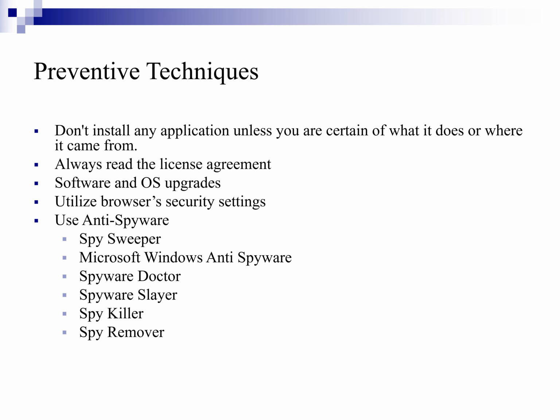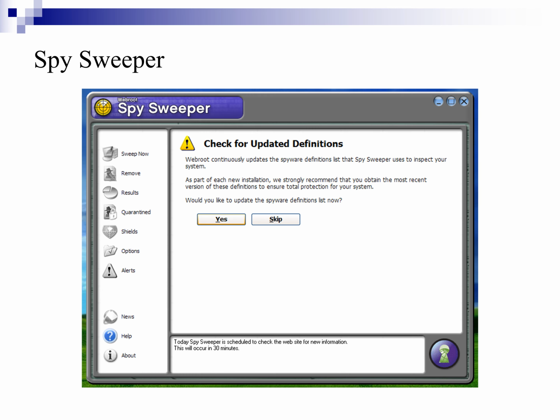Don't install any application unless you are certain of what it does or where it came from. Always read the license agreement. Software and OS upgrades. Utilize browser security settings. Use anti-spywares like SpySweeper, Microsoft Windows anti-spyware, Spyware Doctor, Spyware Slayer, Spy Killer, and Spy Remover. SpySweeper.